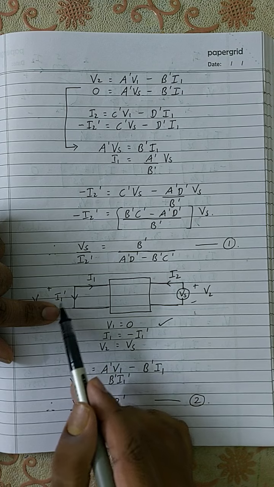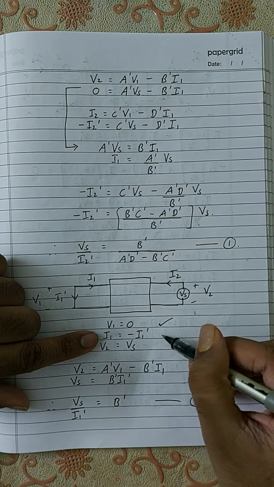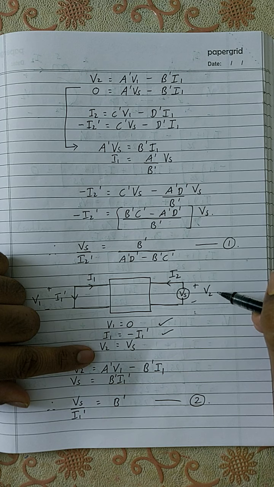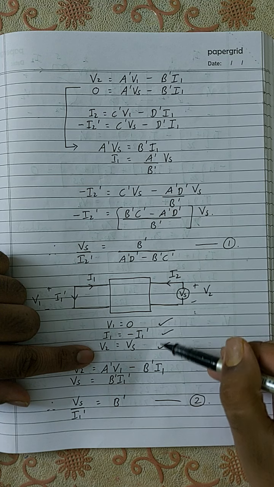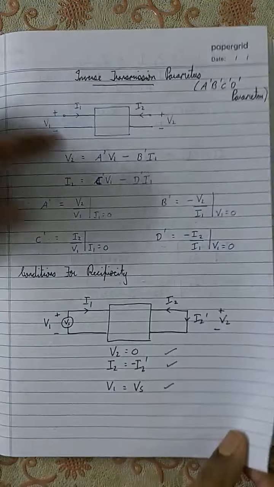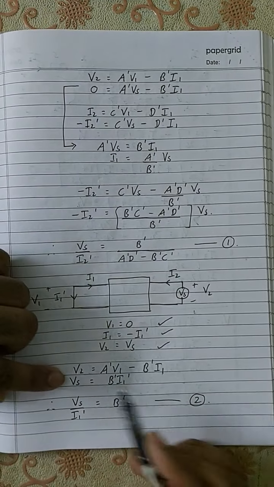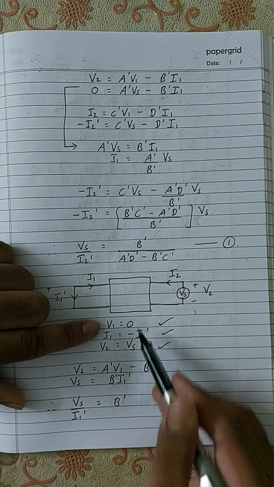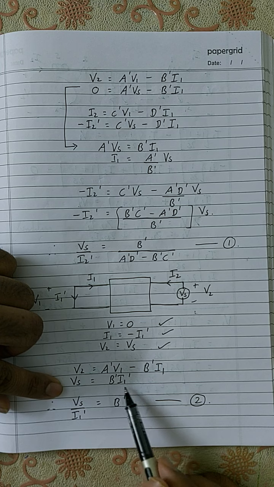So the current through this branch is I1 dash, which means according to this network, I1 is equal to minus I1 dash. And also, since I'm applying the excitation at port 2, now V2 is equal to Vs. So now I'm going to apply these three conditions in my inverse transmission parameter equation. We know that V2 is equal to A dash V1 minus B dash I1, but V1 is equal to 0, which means this term will disappear. So we have Vs is equal to B dash I1 dash.